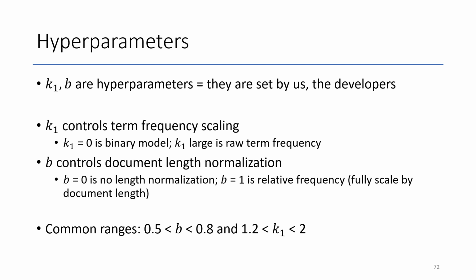And then the hyperparameter B controls the document length normalization. So 0 again is no length normalization, and set to 1 is only relative frequencies, fully scaled by the document length. And of course, there are common and default ranges, and if you tune those hyperparameters, you can improve your results a bit for your specific test collection. But we also have to note that in general, you can just take the default hyperparameters and BM25 will work fine.